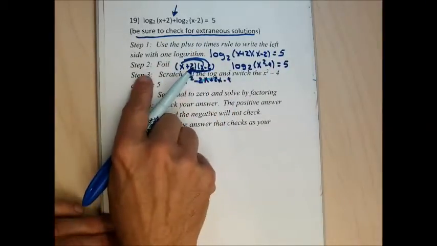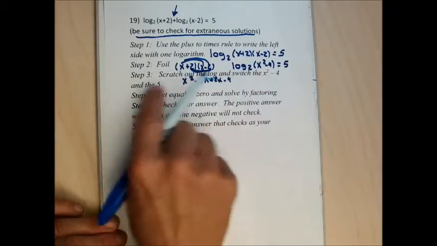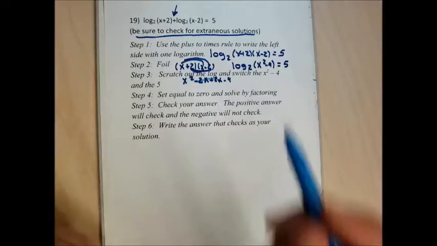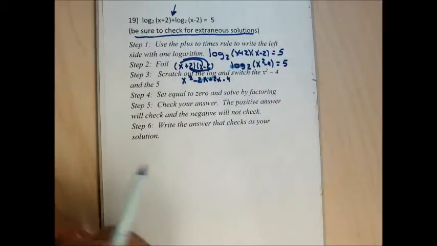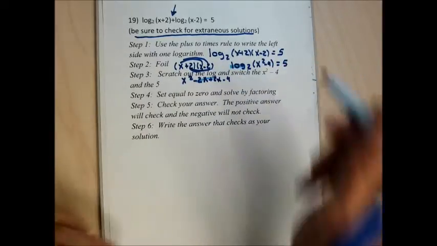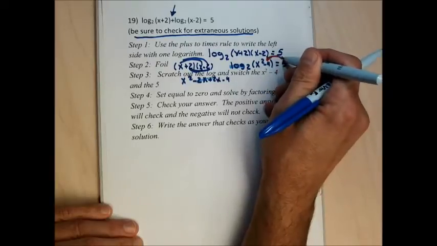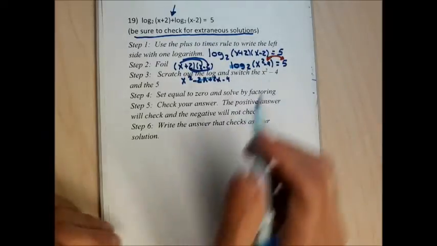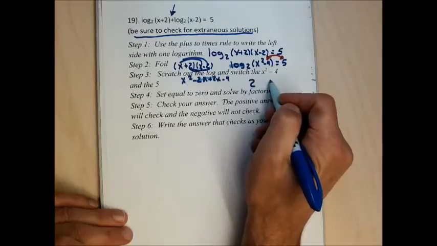Step 3 I'm not going to be able to fit so well anymore, but I'm going to try to. I'm going to scratch out the logarithm and switch the x squared minus 4 and the 5. So scratch out the logarithm, switch the x squared minus 4 and the 5, and get 2 on the left-hand side.